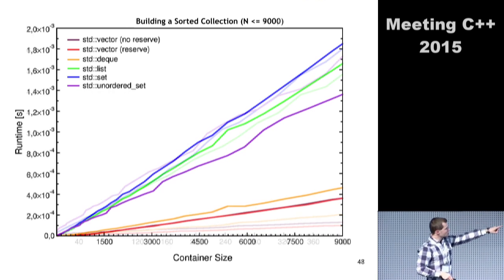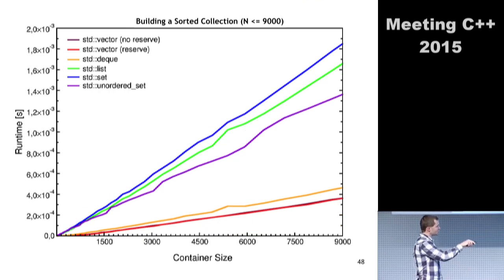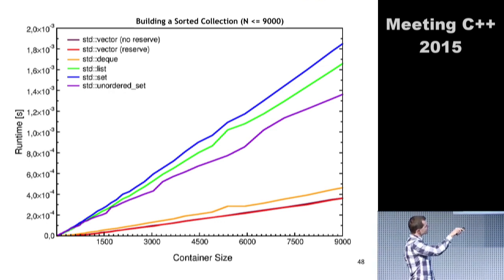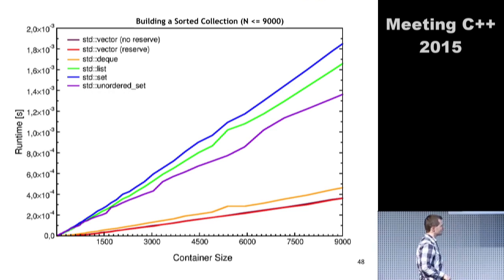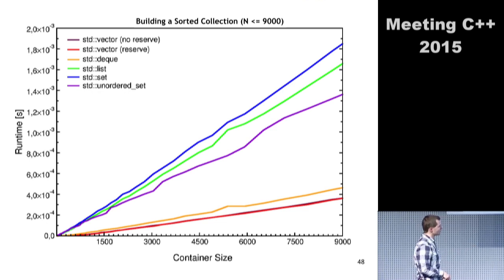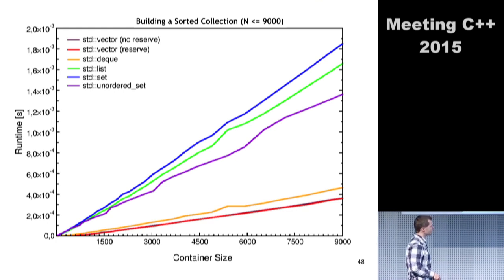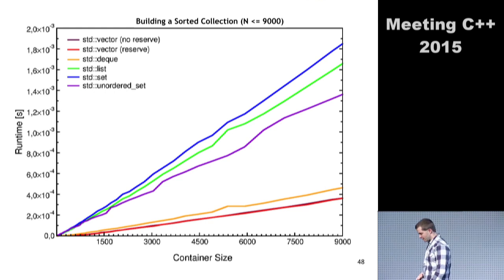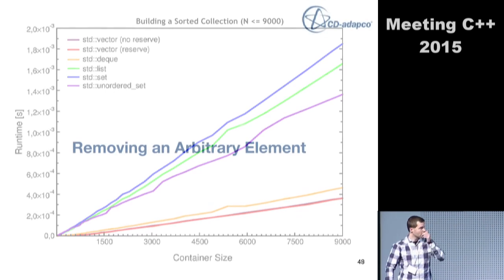And of course, the same is true if you have a larger number of elements. So this just goes on and on. Eventually, unordered set is a little bit more efficient than the set. But vector is still the data structure that you get quickest if you want to have a sorted data structure. Okay, let's get to the next one.